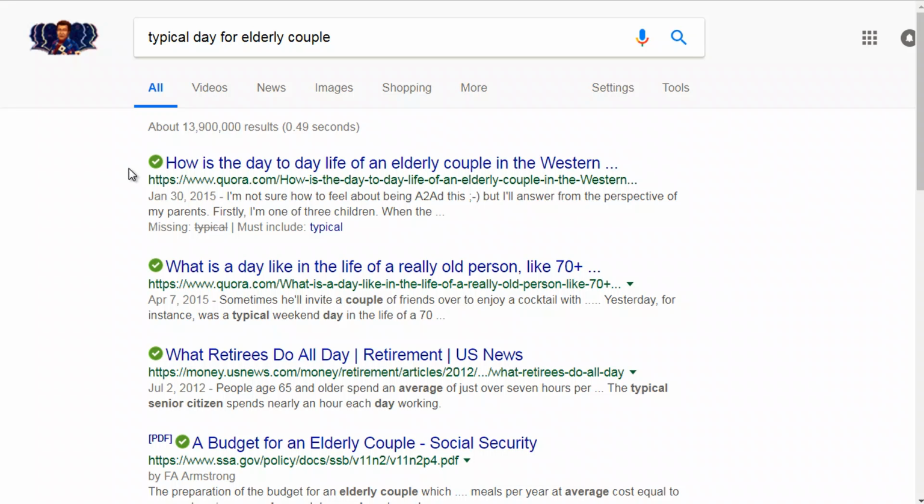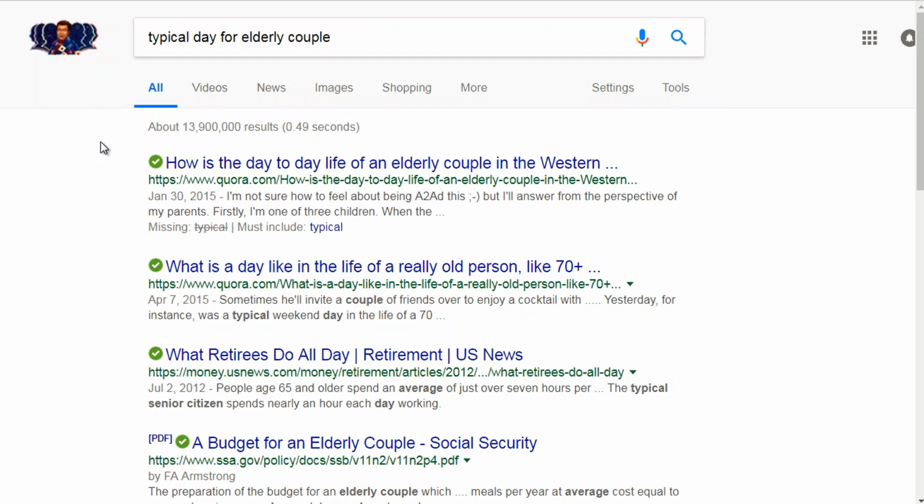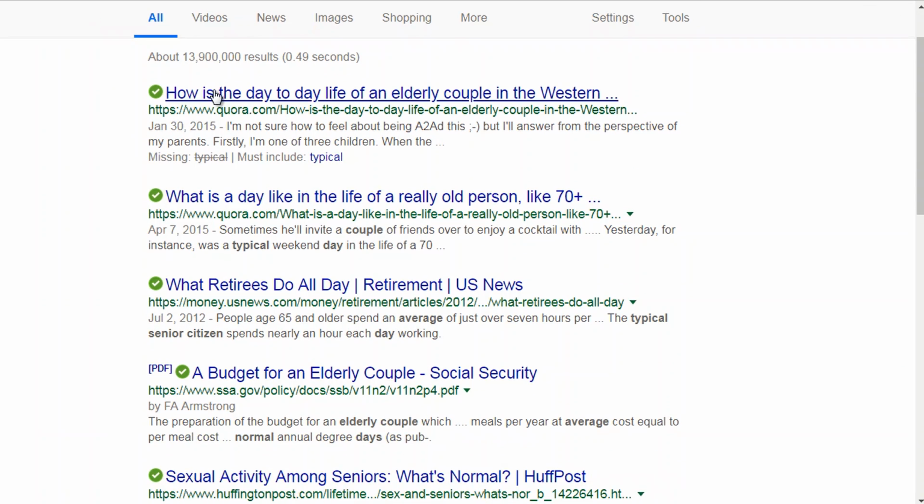So I often find that the easiest way to find a typical day for a specific person, specific age, specific sex, a specific lifestyle is simply by going to google.com and typing in "typical day for" whatever you're looking for. So if we're looking for an elderly couple, we could say a typical day for an elderly couple. Sometimes right off the bat, people are talking about it.